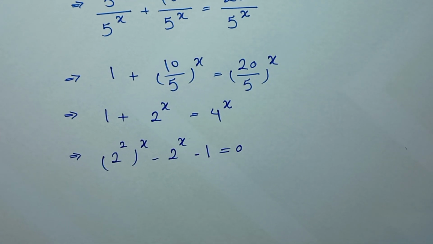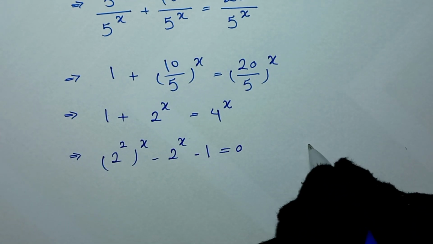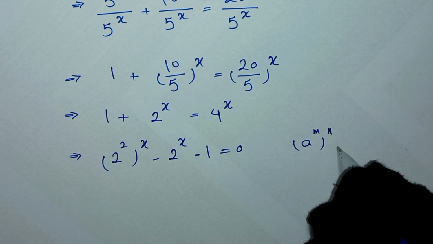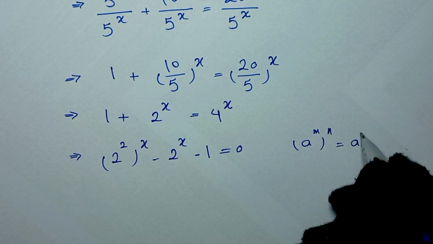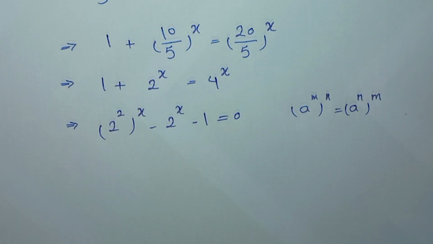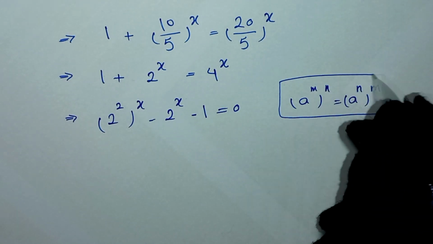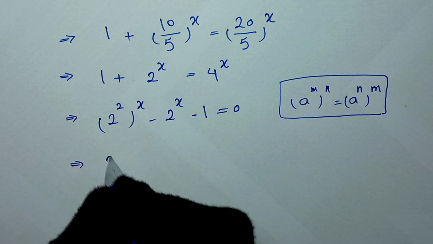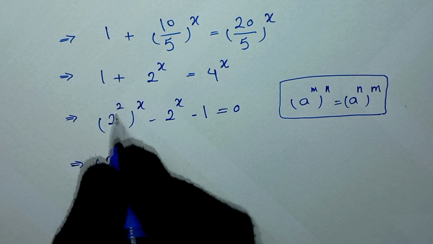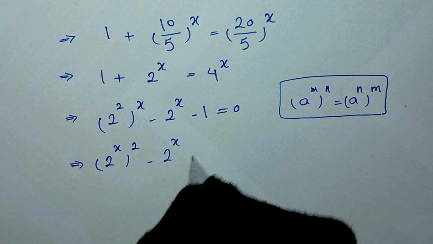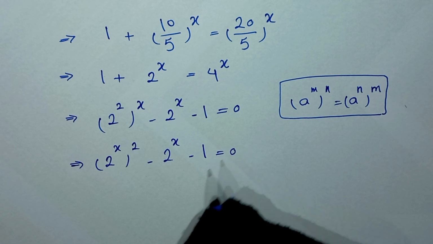And from the exponential rule, if we have a to the power of m to the power of n, we can write this as a to the power of n to the power of m. So in here, we can write this as 2 to the power of x to the power of 2, minus 2 to the power of x, minus 1 is equal to 0.